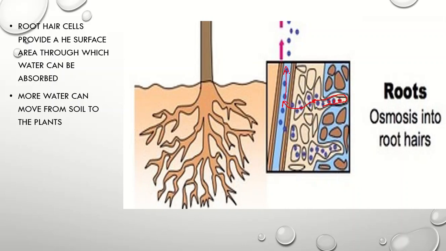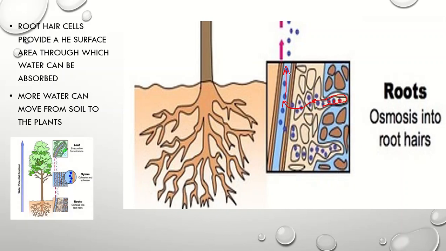So by osmosis, water moves inside, and we already discussed what osmosis is. It is the movement of water molecules from high water potential to lower water potential across the plasma membrane. So this is the first step in which water enters with the help of osmosis into the root hairs.